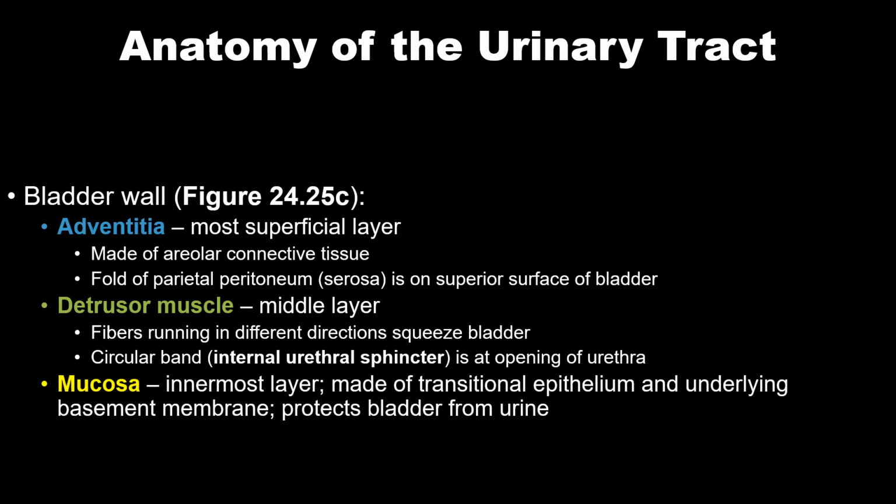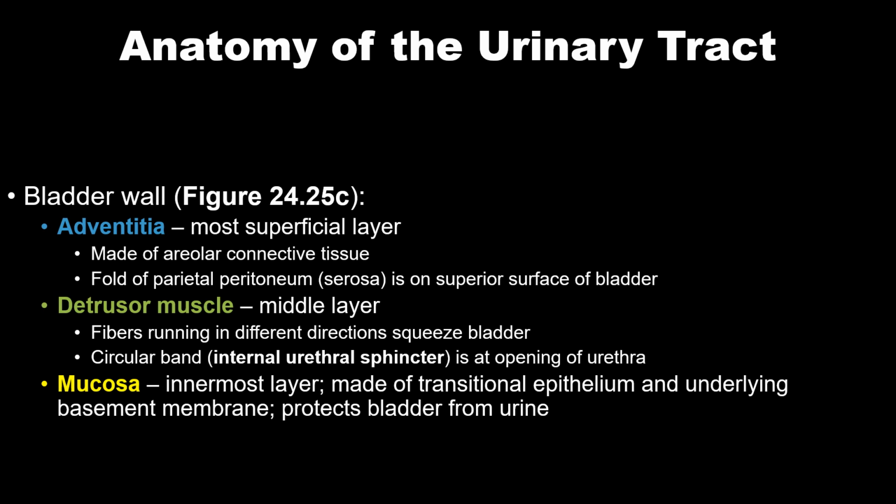Now, like I said, the 3 tissue layers are going to be the adventitia, the detrusor, and the mucosa, from superficial to deep. The adventitia is going to be composed of areolar connective tissue, and on the superior surface, there's going to be an additional serosa. That's the fold of the parietal peritoneum. You have the middle tissue layer composed of smooth muscle called the detrusor muscle. And these muscle fibers are arranged into inner longitudinal, middle circular, and outer longitudinal layers. And so this muscle forms a circular band around the opening of the urethra called the internal urethral sphincter.